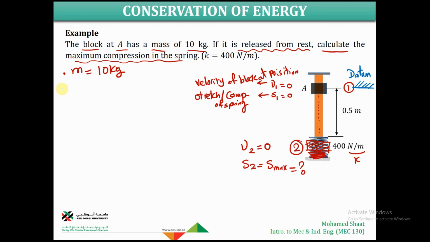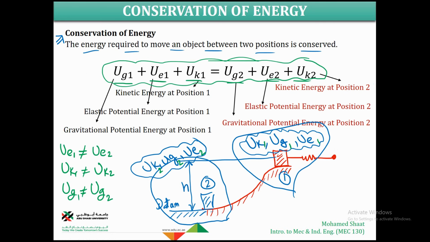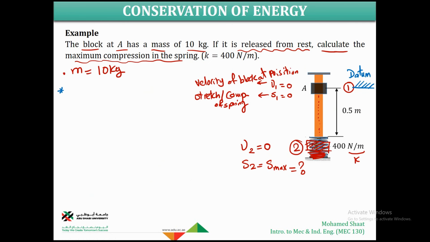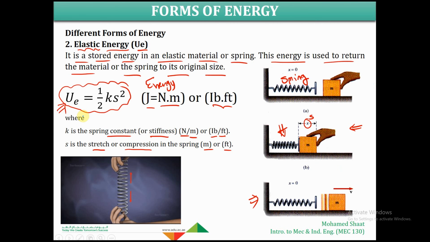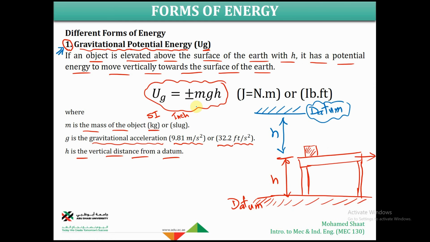Then you're going to directly start to calculate the different forms of the energies, the three forms of energy: the gravitational potential energy, the elastic potential energy, and the kinetic energy at the two positions. So let us start with the gravitational potential energy, UG, at position 1. What is the expression of the gravitational potential energy? We said that it is plus or minus. It is positive in case the object is above the datum.